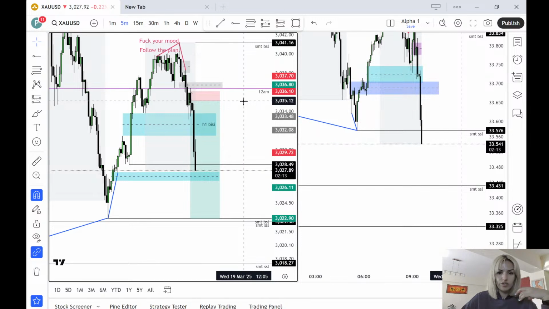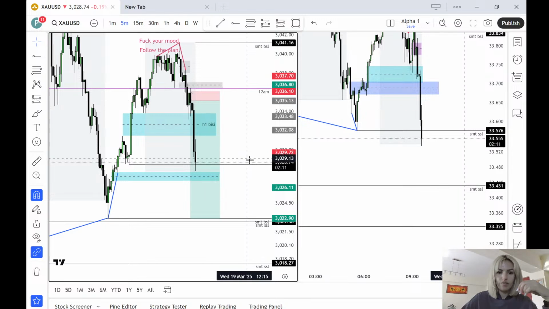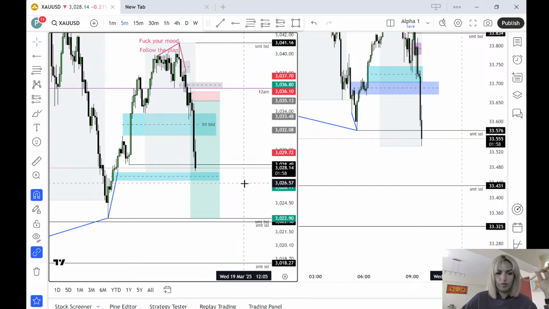This is such a good trade, you guys. So 30.35, and we've got to 30.28 so far. That's, I think, 70 pips, 70 points, right? So far, not bad.